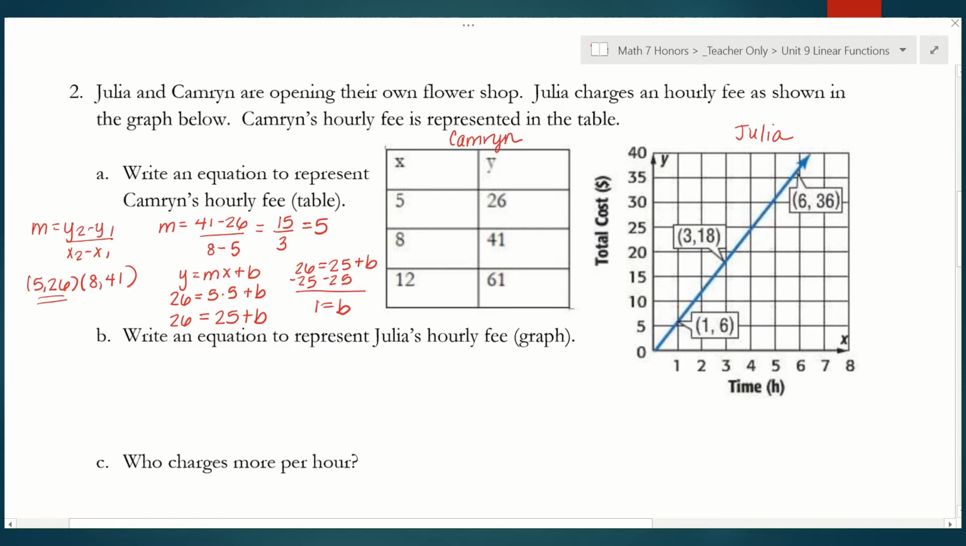Okay, so I'm going to write my final answer up here. Y equals, what do we get for the slope? 5x plus 1. Okay, so that's the equation that represents Cameron.